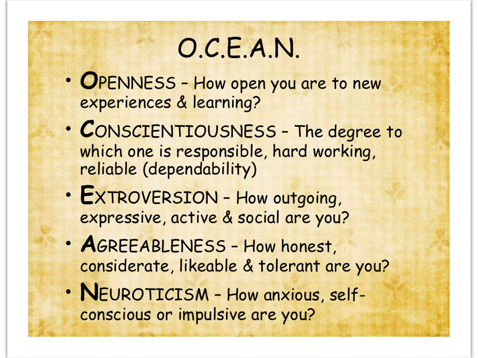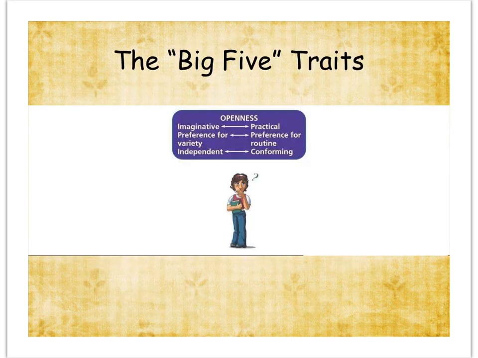So openness, how open you are to new experiences and learning. Conscientiousness, the degree to which one is responsible, hardworking, reliable, dependable. Extroversion, how outgoing, expressive, active, and social are you. Agreeableness, how honest, considerate, likable, and tolerant are you. And neuroticism, how anxious, self-conscious, or impulsive are you. So the left here is where you're going to be more open, and on the right, less open. So you're more open if you're imaginative, you have a preference for variety, and you're more independent. You're less open if you're practical, you have a preference for routine, or you're more conforming.